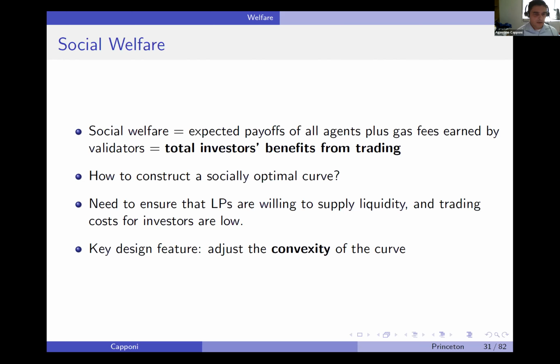So the idea is that if I can act and adjust this convexity, perhaps I can increase the incentives of liquidity providers to deposit, so they will deposit more. Or I could look also at what is the curve that maximizes the benefit of everybody, not just the providers of liquidity, but also the investors and the arbitrageurs, etc.